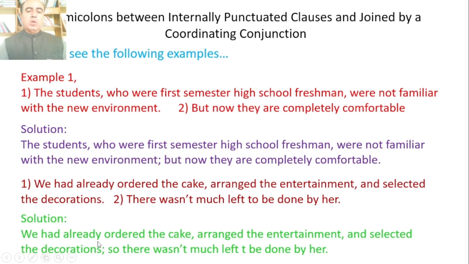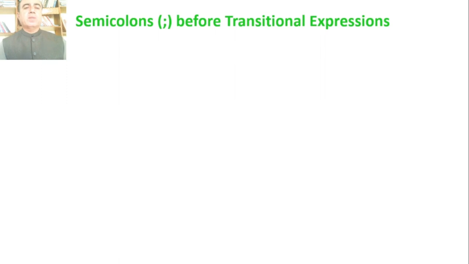A semicolon without a coordinate conjunction can be only in case 1 that we have already studied, where two independent clauses are put together. If you are going to use a semicolon and then a coordinating conjunction from FANBOYS, then a clause must be internally punctuated as it is here. So this is our second case where a coordinate conjunction is coupled with a semicolon. We move towards our third case, semicolon before transitional expressions.